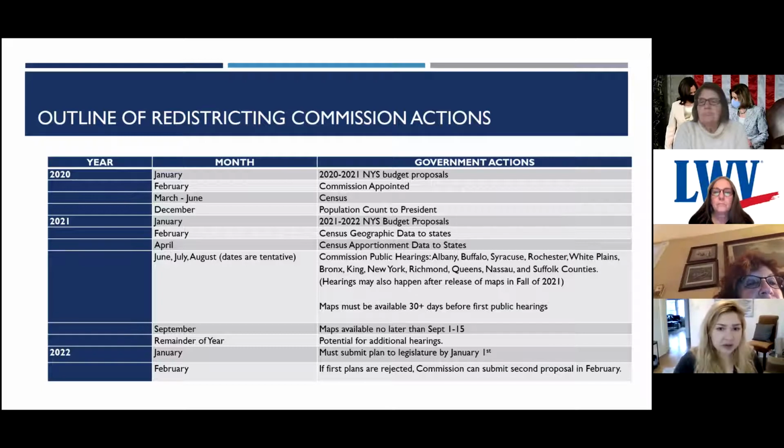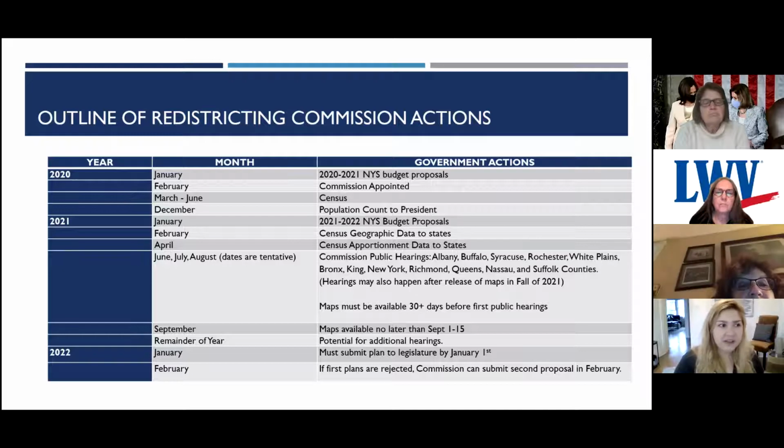Now, if you notice here, September is when the maps have to be available, September 15th to be precise. And it might seem odd that they would have hearings before having maps, but it's actually not that unusual. The previous legislative task force did have hearings and did the same thing. They had hearings before and after the release of maps. And we think it's really important because it allows communities of interest to fill in the gaps in the census. There's things the census doesn't tell us about the people who actually live in these areas.